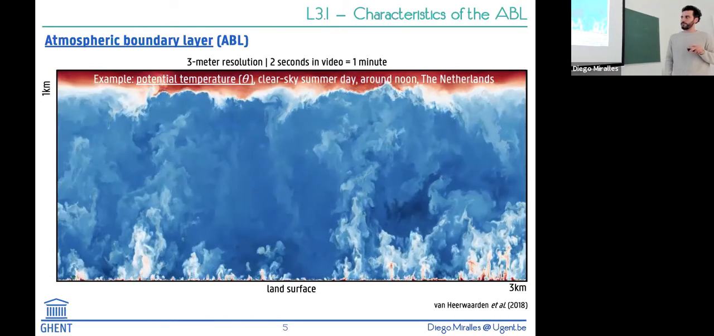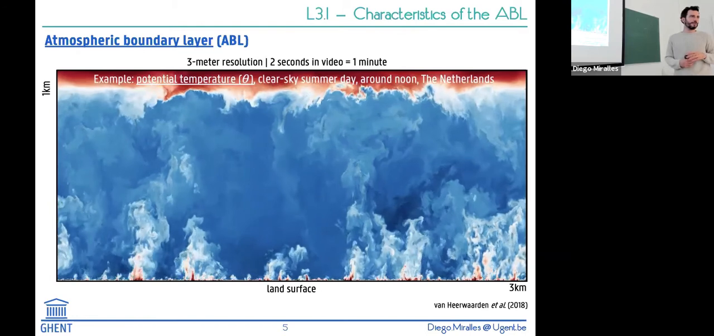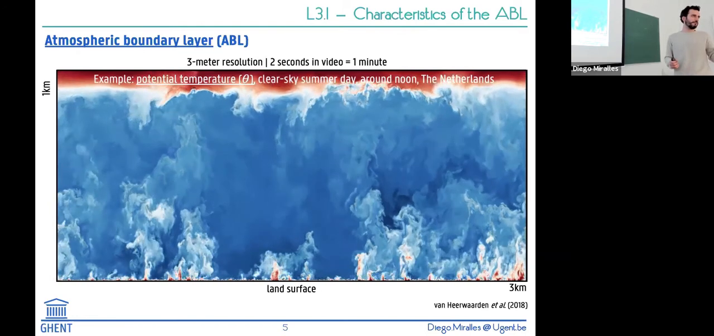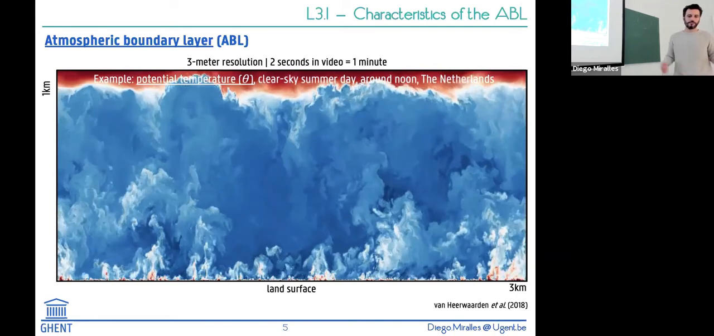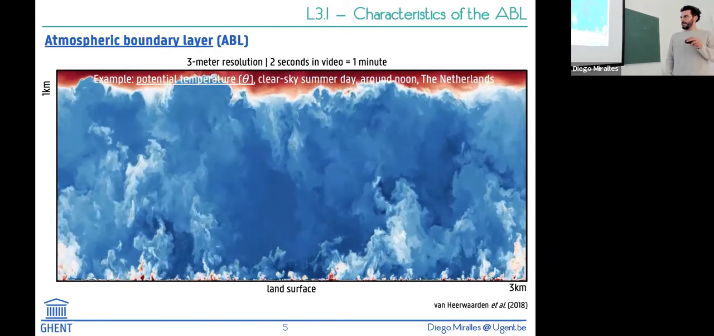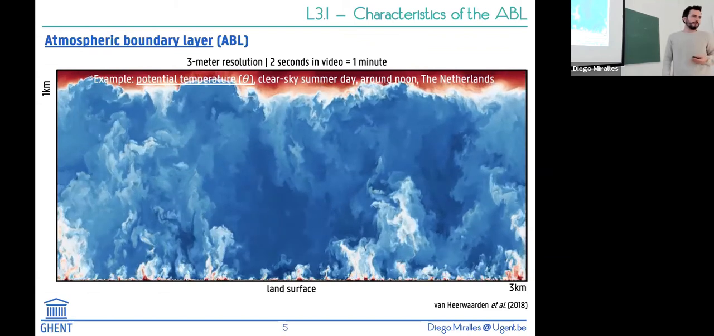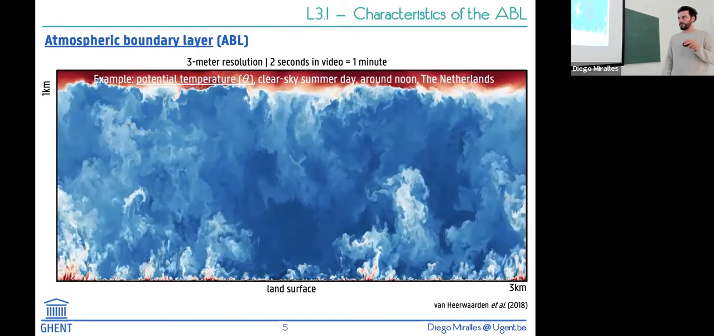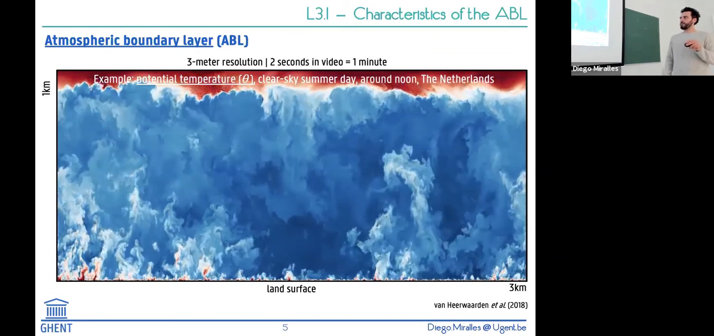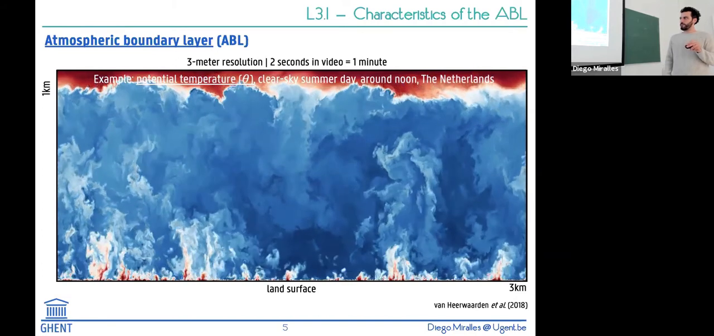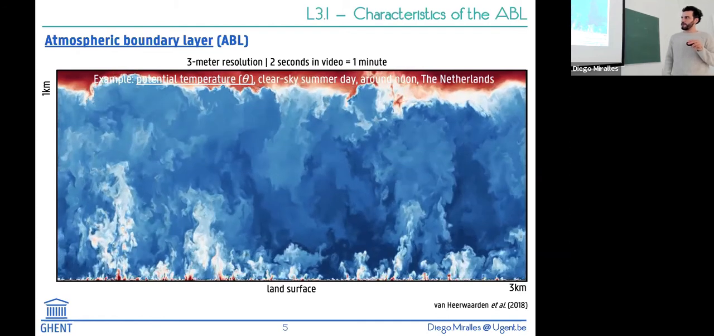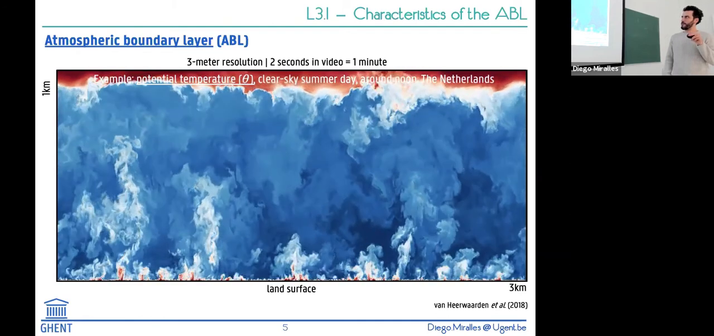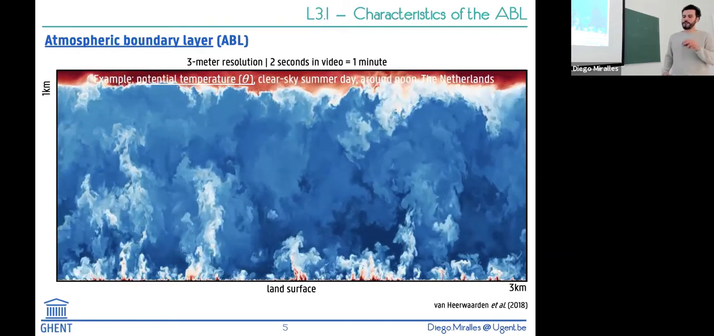So you can see that the potential temperature is higher at the surface because the atmospheric boundary layer is being warmed up from the surface, like a pan where it gets warmed up. The atmosphere gets warmed up from the bottom. And it's also being moistened from the bottom, of course. So you see all these plumes of high temperature moving up because the atmosphere is unstable. They become lighter and they move up. And as they move up, eventually they reach the top of the boundary layer.